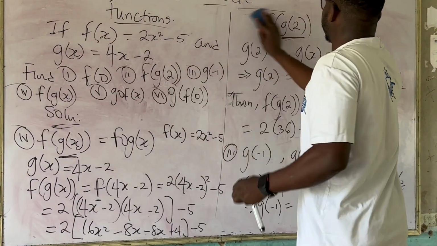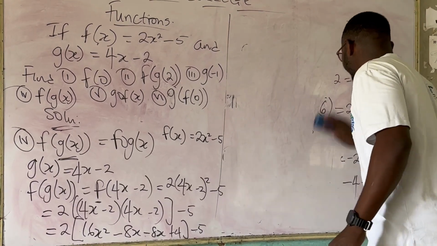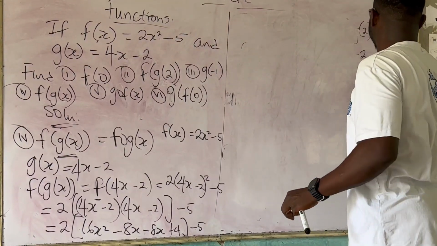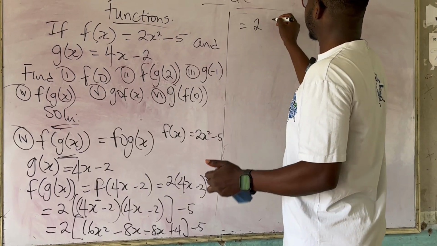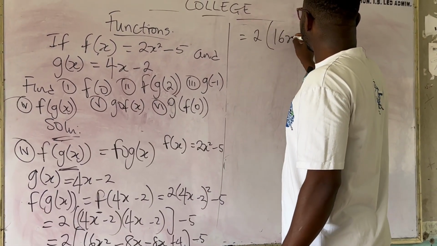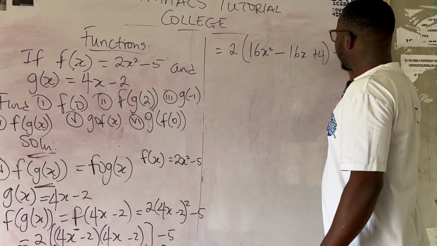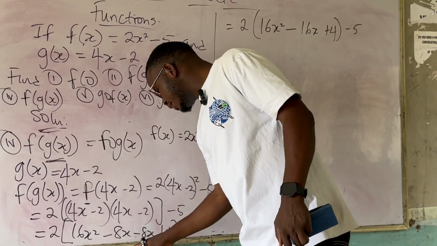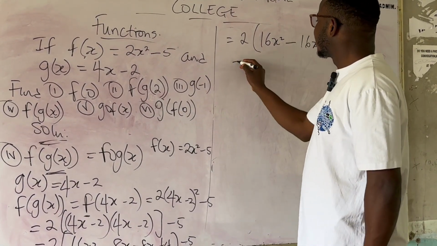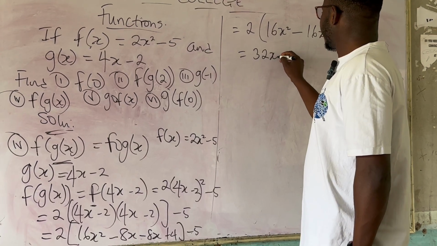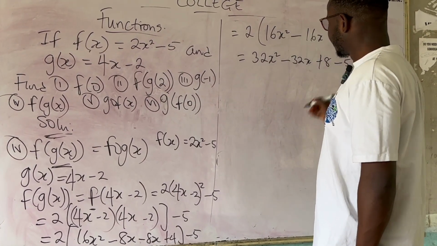Okay. The next step will now be, we'll collect the like terms. So here we have equals to 2 outside there, 16x squared minus 16x plus 4, minus 5 outside there. So minus 8x minus 8x, that will give us minus 16x. We'll now use this 2 to expand it. That will be 32x squared minus 32x plus 8 minus 5.